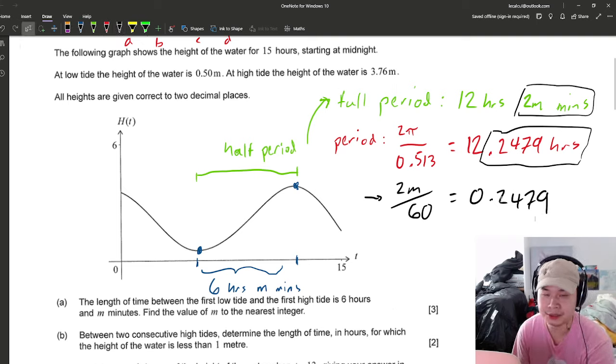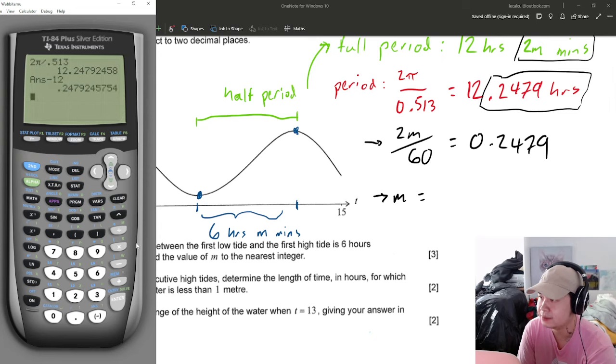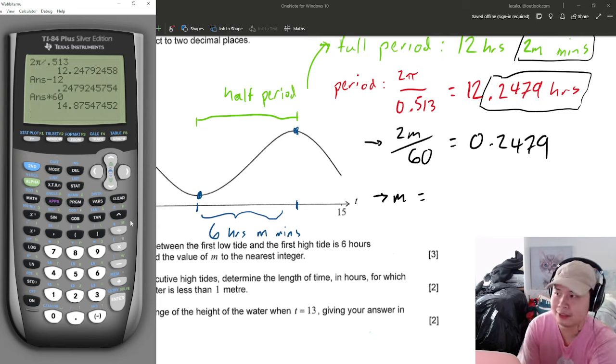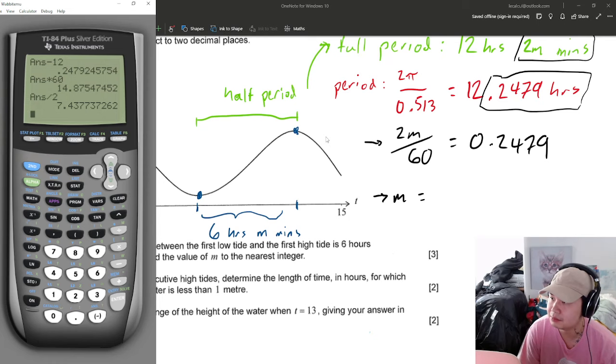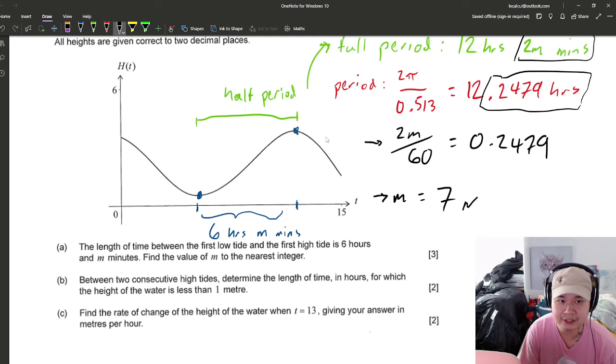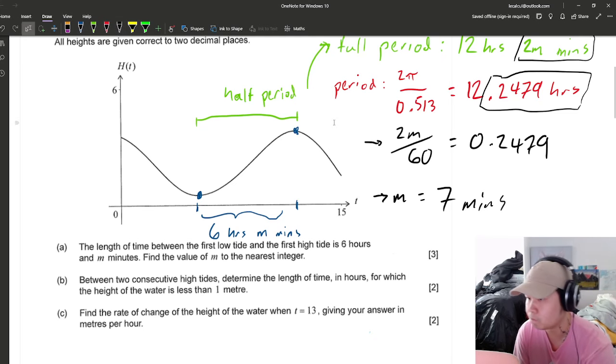So from there, we can just multiply this by 60 and then divide by 2. Let me take off the 12 hours and multiply this by 60. So the period is like 12 hours and almost 15 minutes. So this is 2m. Divide this by 2, so m is like 7. I think it says to the nearest integer, so we are going to round this down to 7.